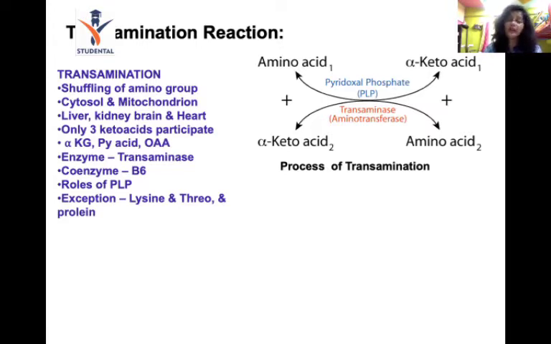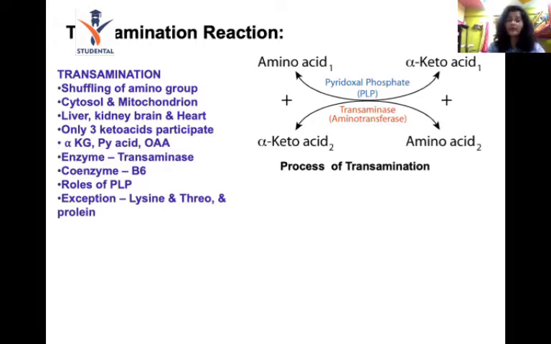There is a restriction: only 3 keto acids can take part in the transamination reaction. The one major keto acid, as we discussed in the last slide, is alpha ketoglutarate, which gives us glutamate as a product. So the first one is alpha ketoglutarate. Apart from alpha ketoglutarate, pyruvic acid and oxaloacetic acid can take part in the transamination reaction.